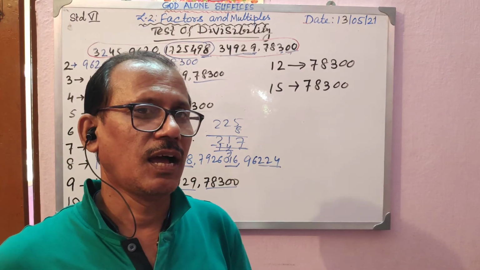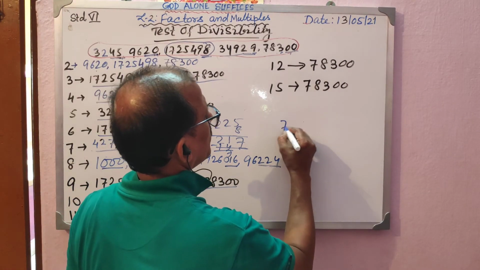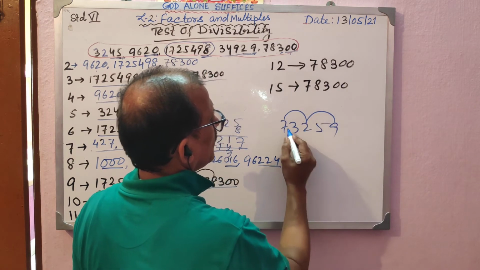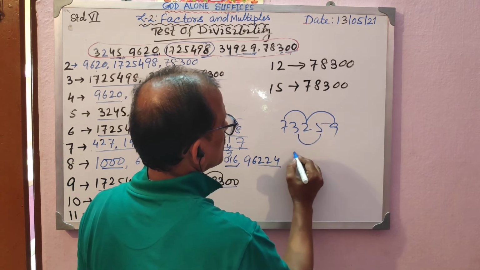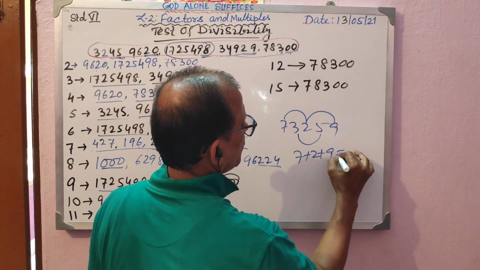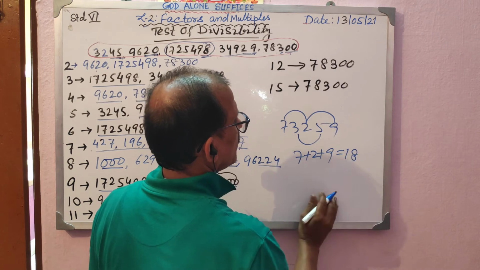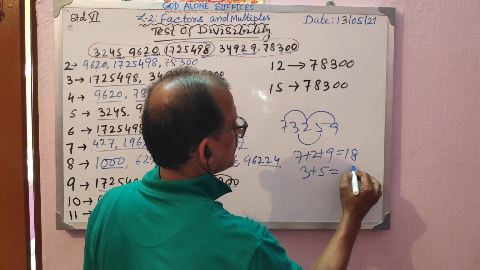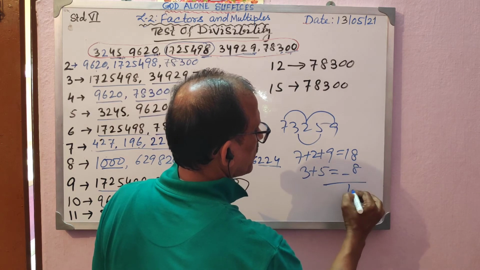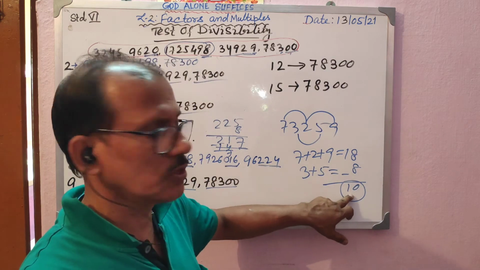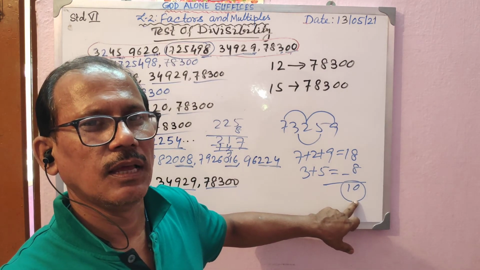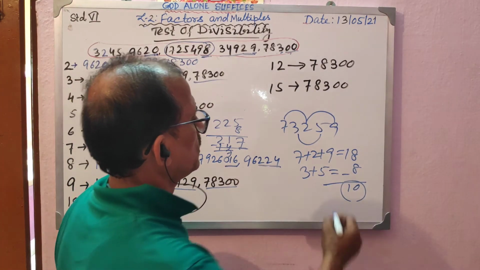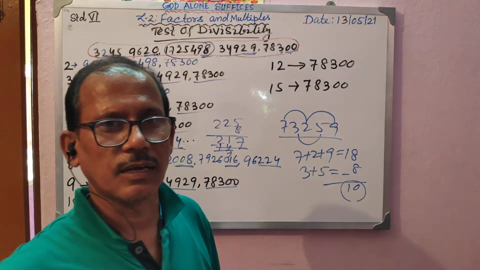11 law, once again I repeat, any number you take, 7, 3, 2, 5, 9. These all are odd places, alternate digits. You take 7 plus 2 plus 9. How much is coming? 9, 18, no? 18. And 3 plus 5, how much is coming? 8. On subtraction, how much are you getting? 10. 10 either has to be 0, or it has to be 11 or a multiple of 11, that is 11, 22, 33. It is 10, so it will not be divisible. This will not be divisible by 11. I hope you have understood it.